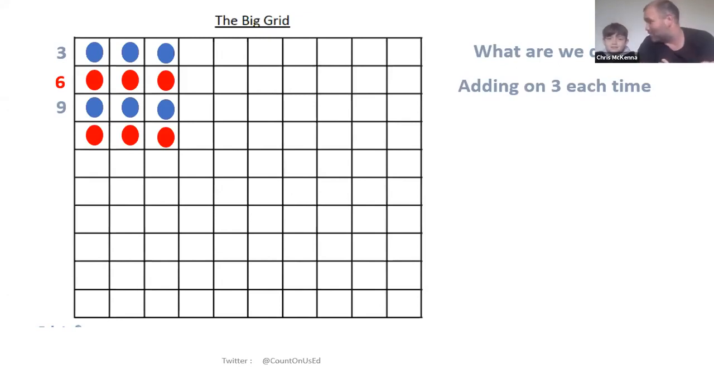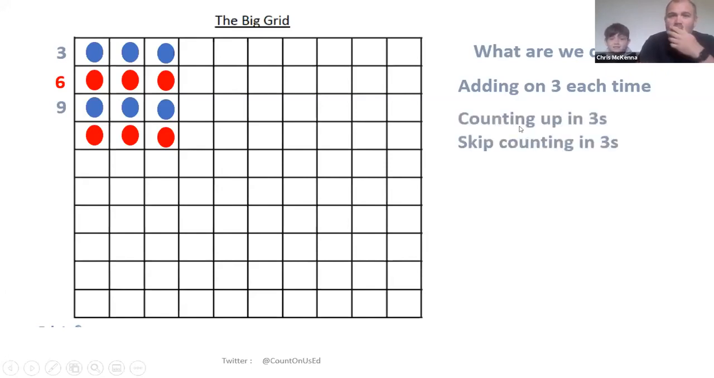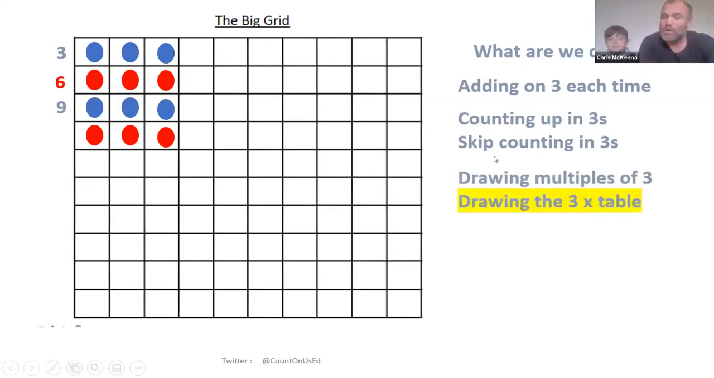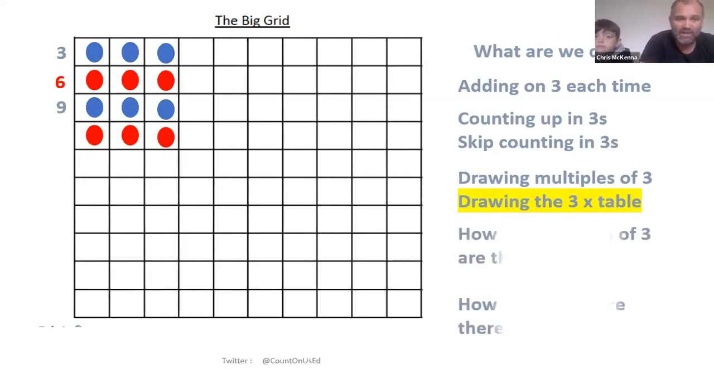Austin, it's almost as if this was prepared as a script. What else am I doing? You might think, well, I'm counting up in 3s, or I'm skip counting in 3s. Basically, I'm drawing multiples of 3, or I'm drawing the 3 times table. How am I drawing the 3 times table? All I'm doing is adding on 3 each time. So it's very simple. The 3 times table, or multiples of 3, is just like addition. It's just adding the same amount every time.